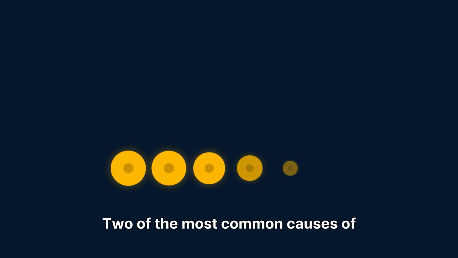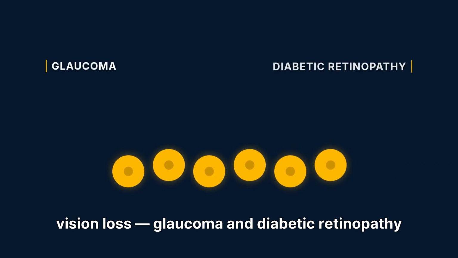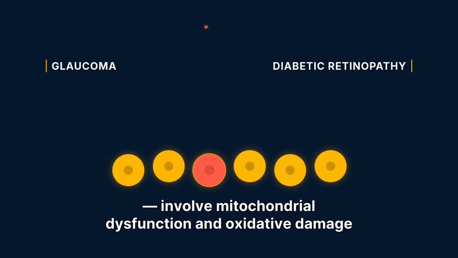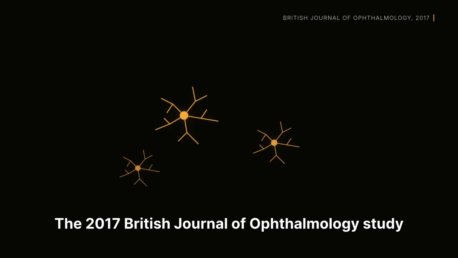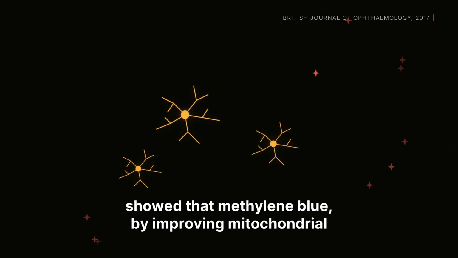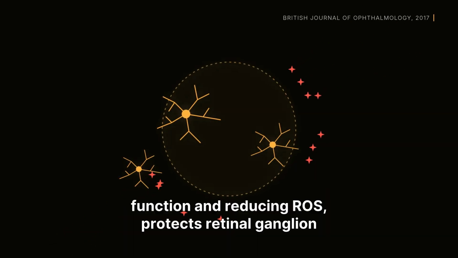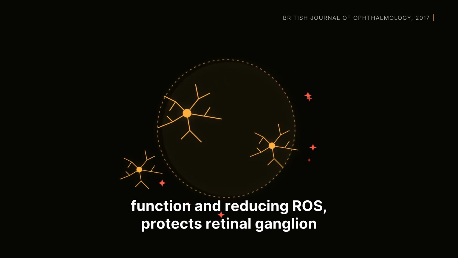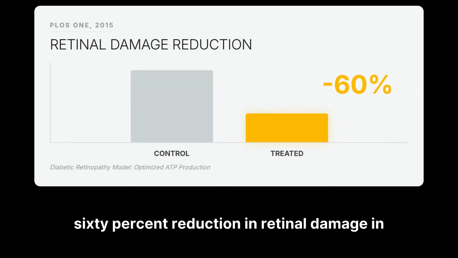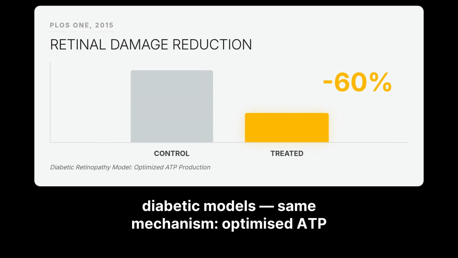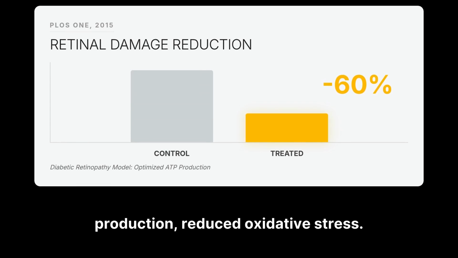2 of the most common causes of vision loss, glaucoma and diabetic retinopathy, involve mitochondrial dysfunction and oxidative damage to retinal ganglion cells. The 2017 British Journal of Ophthalmology study showed that methylene blue, by improving mitochondrial function and reducing ROS, protects retinal ganglion cells from death. The 2015 PLOS ONE study showed a 60% reduction in retinal damage in diabetic models. Same mechanism, optimized ATP production, reduced oxidative stress.